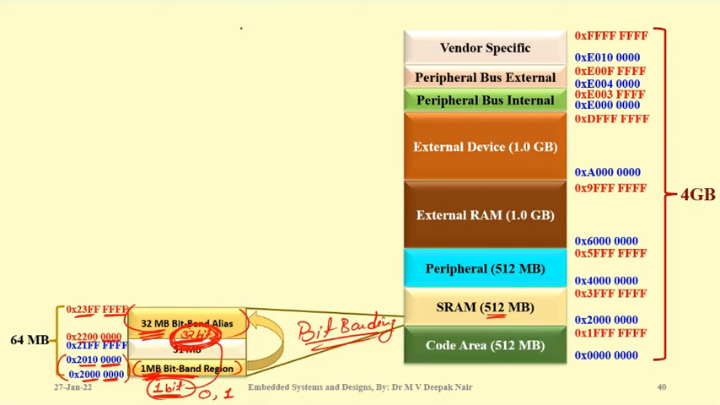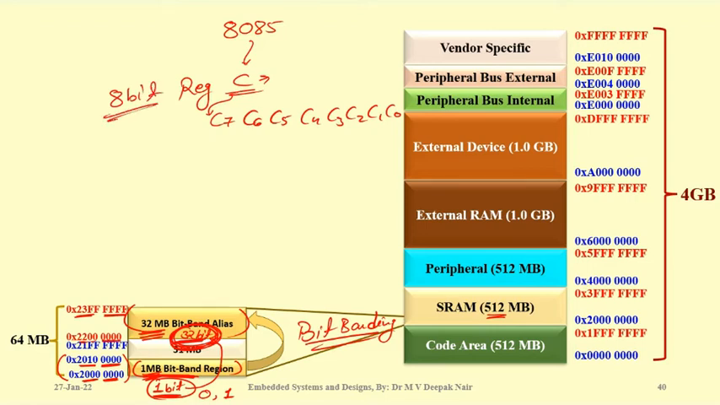Can you recall any instruction from 8085 which can change only one bit of any particular register? For example, you say register C. Register C has got 8 bits, right? So C7, C6, C5, C4, C3, C2, C1, C0. Clear? If you have any doubt, please stop me. Register C is an 8-bit register.